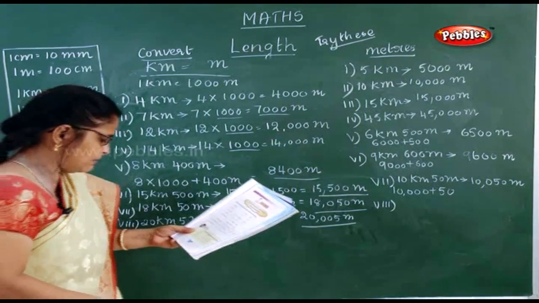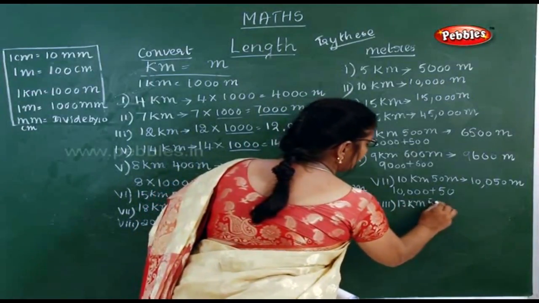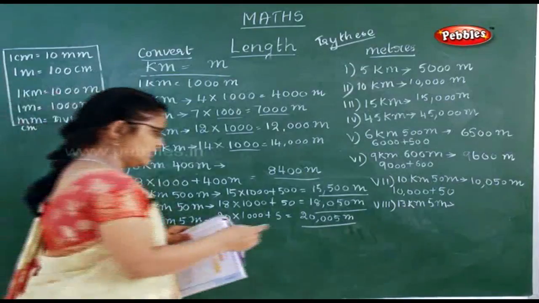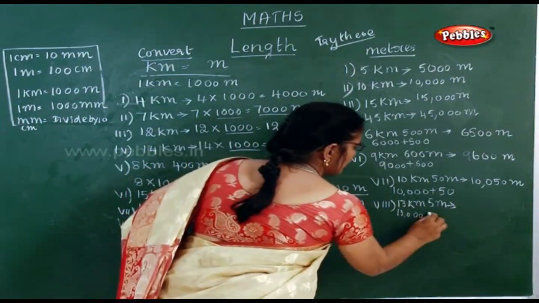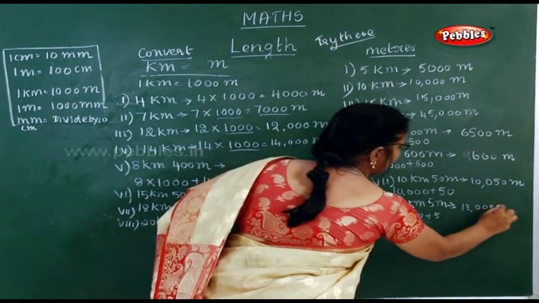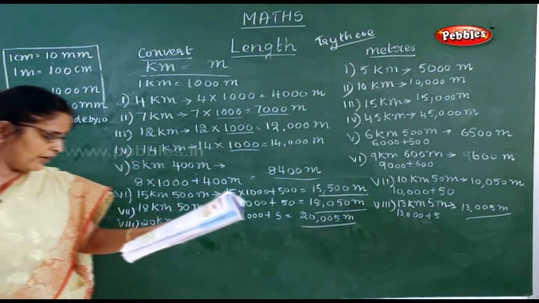And what is the eighth sum? It's given 13 kilometer and 5 meter. What is 13 kilometer, 5 meter? How will you convert this? Same way, 13,000 plus 5. Now what is the answer? 13,005 meter. You got it, 13,005 meter.